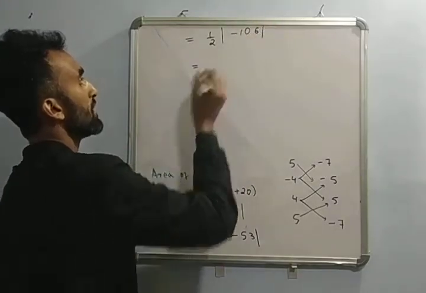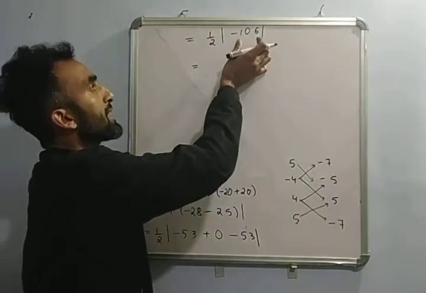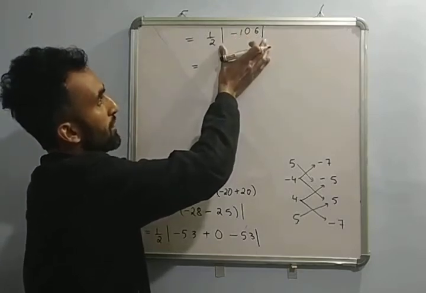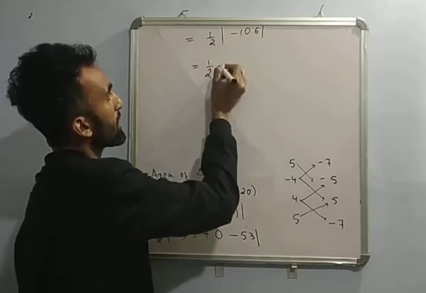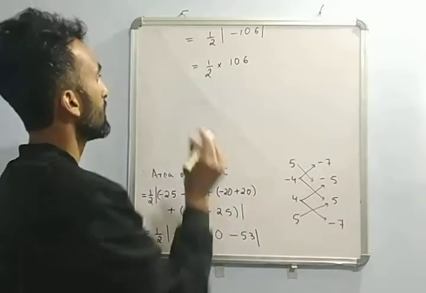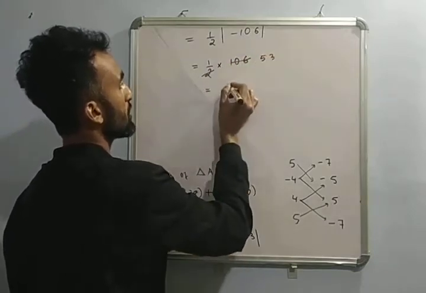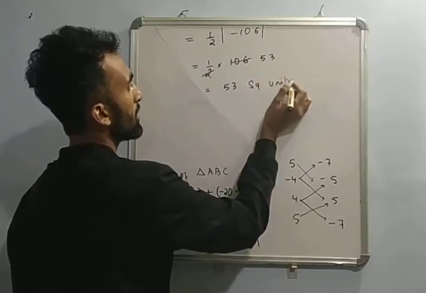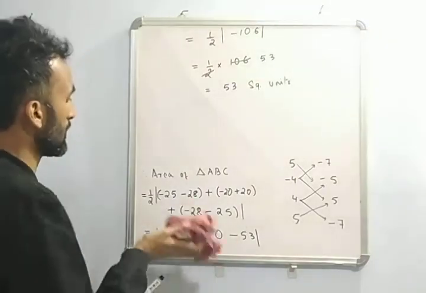See, there is a use of modulus. Modulus sign means we are interested in the numerical value, not in the sign. You can say this one is absolute or mod. If there is a negative, when you take it out of the modulus sign, it will be positive. We are interested only in the number, not in the sign. And area cannot be negative. So half of 106 is 53, which is equal to 53 square units. Don't forget to write square units. So this is the area. Very simple way.